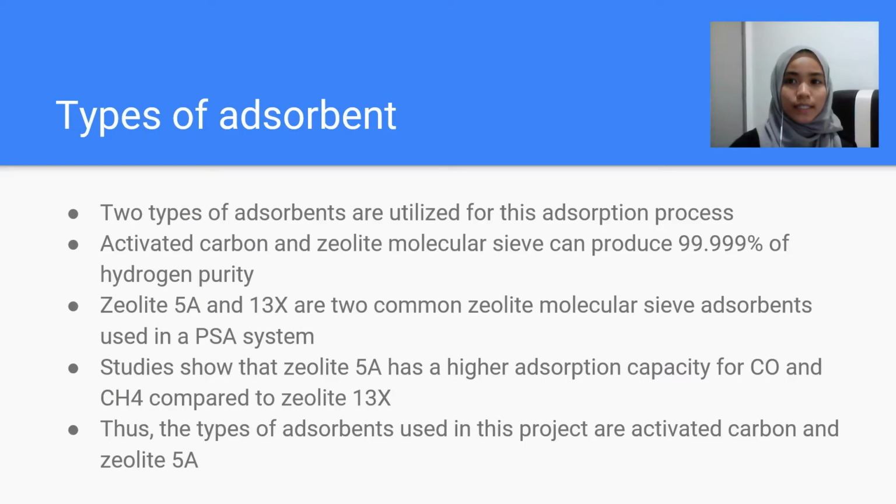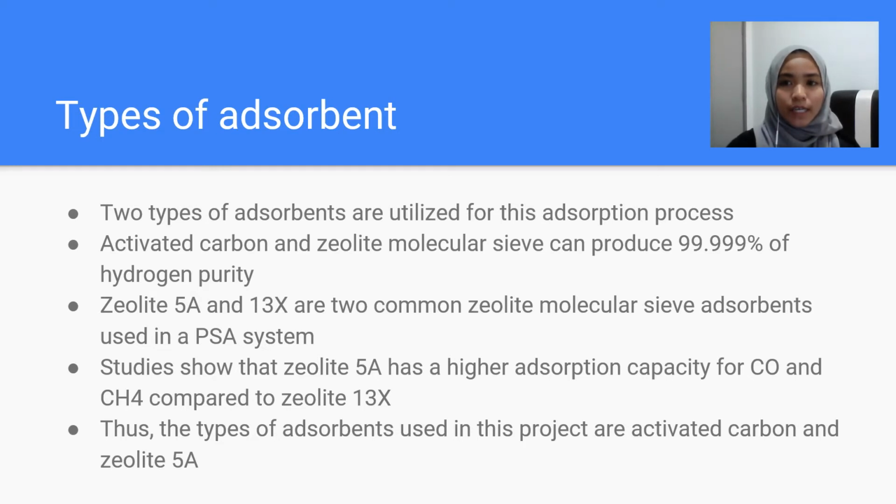A study states that if several components need to be separated from a gas mixture, two or more types of adsorbents can be utilized for the adsorption process, depending on the property of the adsorbents. In this case, we want to separate other gas components from hydrogen gas, such as carbon dioxide, carbon monoxide, and methane. According to a research, activated carbon and zeolite molecular sieve can produce a maximum of 99.999% hydrogen purity.